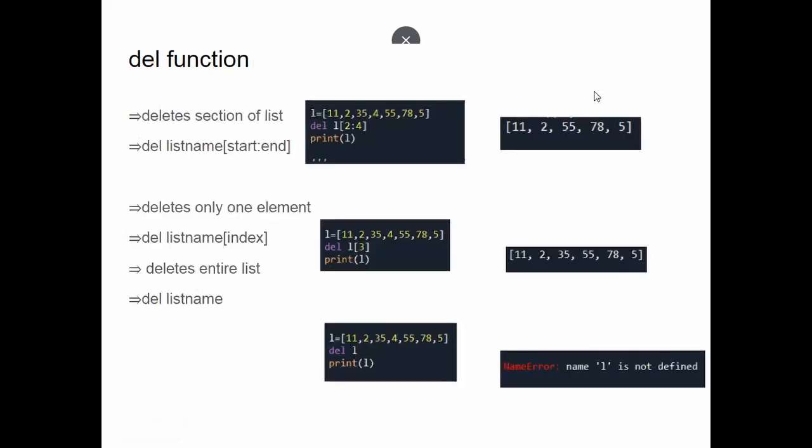The next one is the delete function. So what is it going to do? It's going to delete the element from the list. So we can use the delete function, that is del, and the list. We can use the slicing method also, from where to till what. Suppose I want to delete a sub list, sub elements, more than one element. At that time I can use this function.